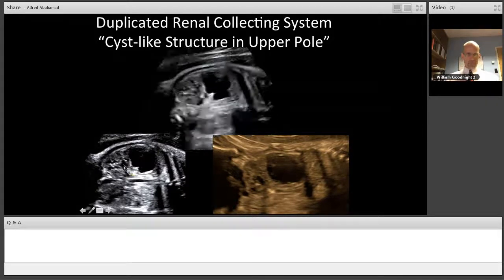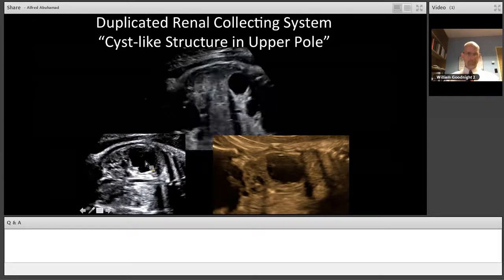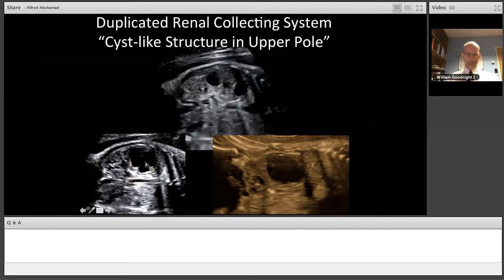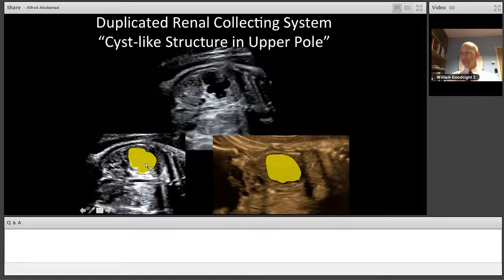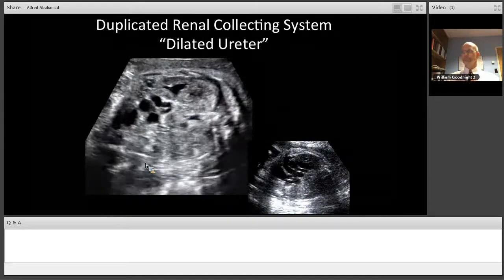This is the lower pole pelvis, that's the upper pole pelvis. And then I'm going to go to the bladder because I think there is a ureterocele also attached with that. So that's the first clue to your diagnosis. The second clue is a dilated ureter.